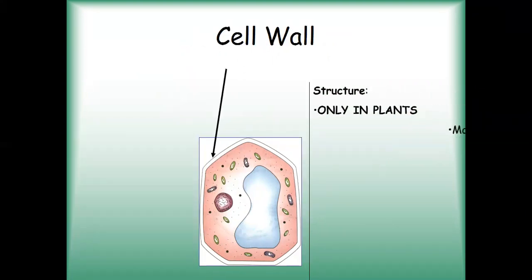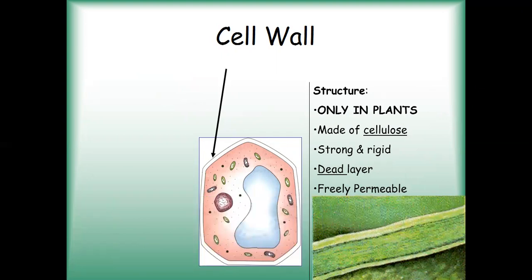Then coming to the cell wall. Now the cell wall is present only in plant cells. It is not present in animal cells. This outermost layer which you can see is the cell wall, which surrounds the cell membrane. This one is the cell membrane. The cell wall is made up of cellulose in plant cells. It is always strong and rigid. That is why it gives a definite shape to the plant cell. It is a dead layer and it is freely permeable. It will allow all the substances to pass through it.